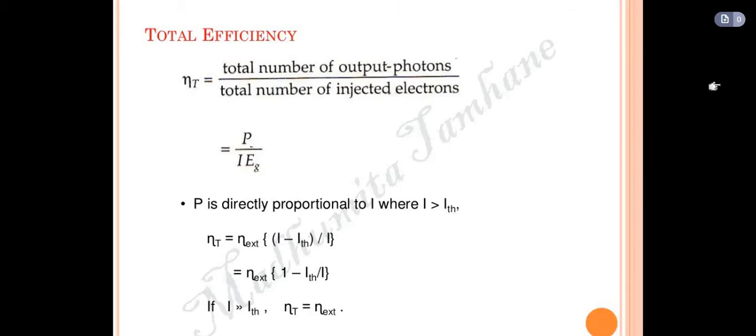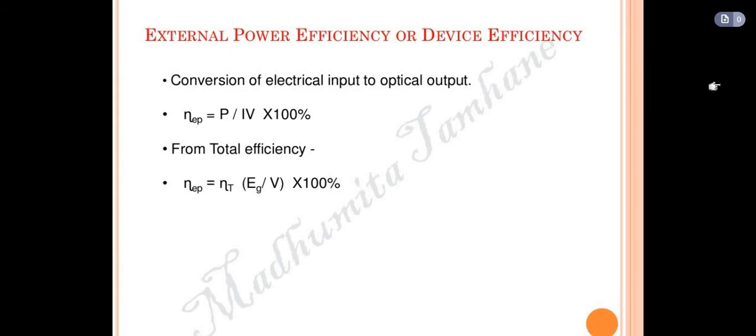How are we going to do that analysis? We're going to see it by using the formula. That means external power efficiency, or device efficiency. What is the meaning of that? External, we are giving an external power that is used for the conversion of electrical input to the optical output. How do we obtain that? Basically, what is power? Power is nothing but voltage into current, right?